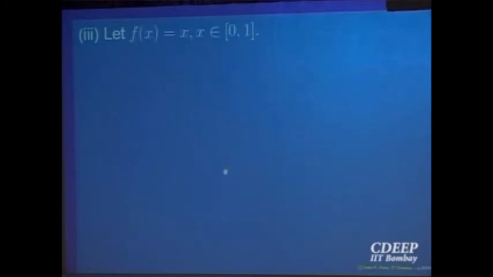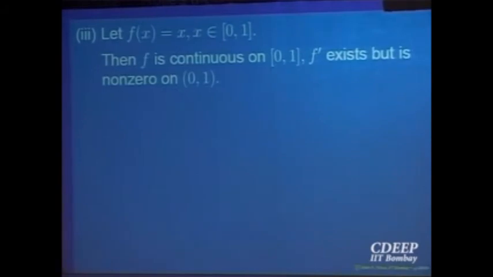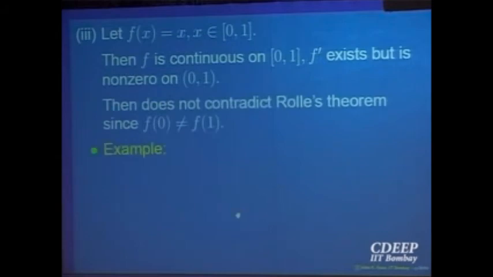For example, look at the function f(x) equal to x in 0 to 1. It is continuous, differentiable in the open interval 0 to 1, but at no point is the derivative 0. So the third condition, f(a) equal to f(b), is not satisfied, so nothing is wrong with this. So the three conditions in Rolle's theorem, continuity in the closed bounded interval, differentiability in the open interval, and values equal at the endpoints, are all required for the conclusion; none of them can be dropped.